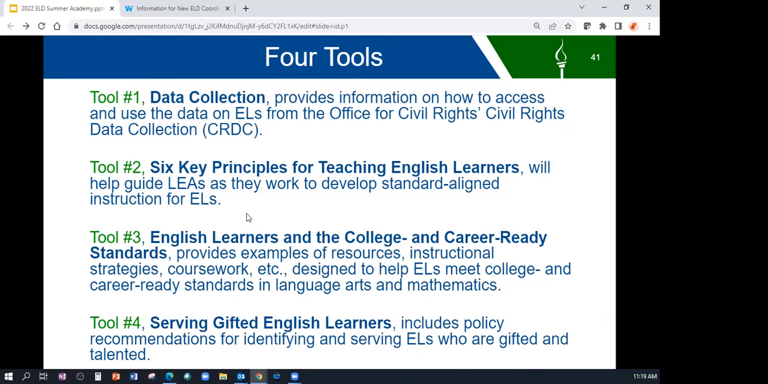So there are 4 tools for this one as well. The first one is data collection. It gives you some ideas on how to assess and use data. The second one is the 6 principles of teaching English learners, which helps you work through aligning to your standards. The third tool is college and career readiness. It gives you ideas on how to get students ready for college. And the fourth one is about working with gifted learners.